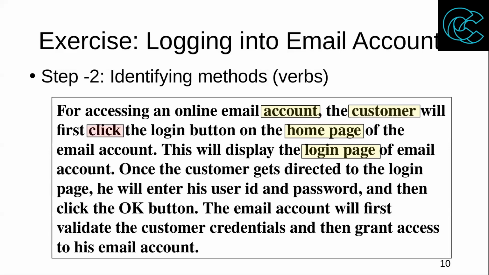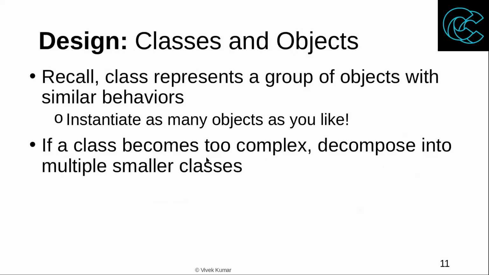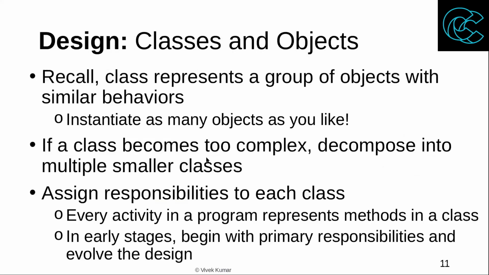The highlighted portions are in a different color here. The yellow ones are nouns, and these are the verbs, right? The first verb is click, then you have display, enter, then click the OK button, validate. So these are the verbs. You have identified the classes and the verbs, which are nothing but the methods. With this, the first step of analysis is done. Right? So now you go into the design phase.